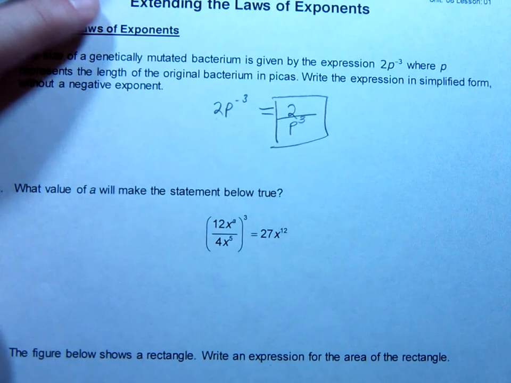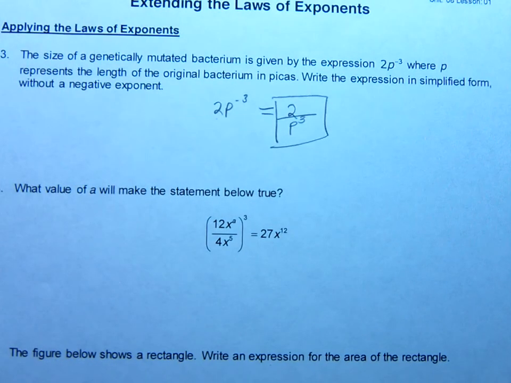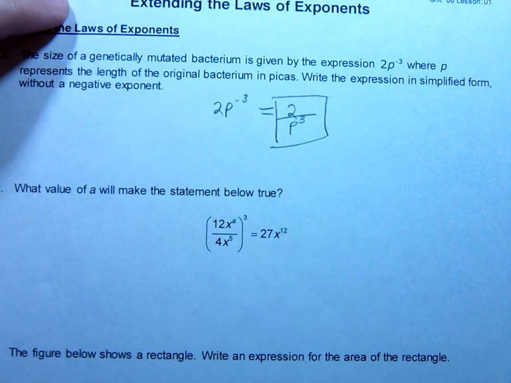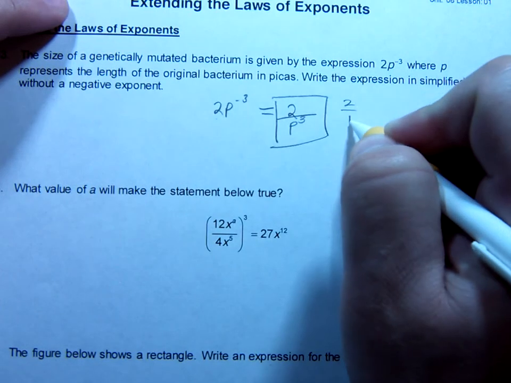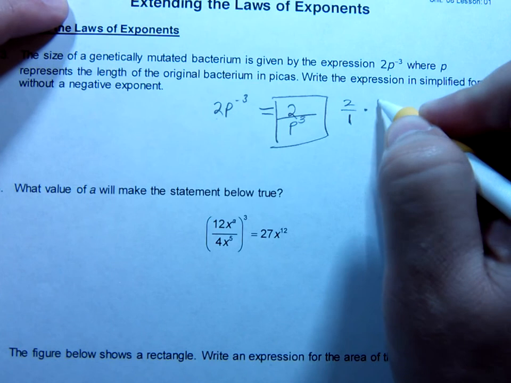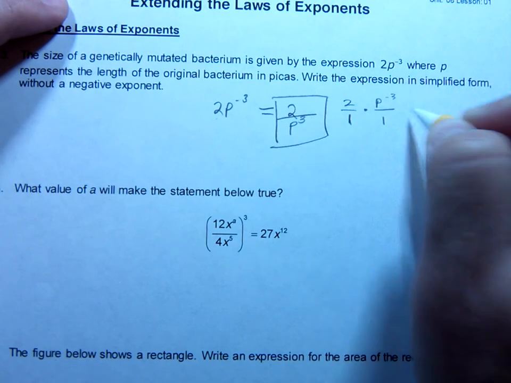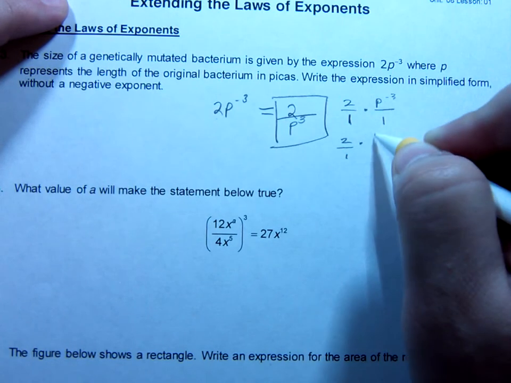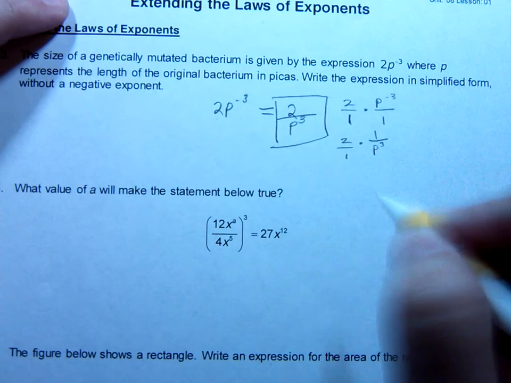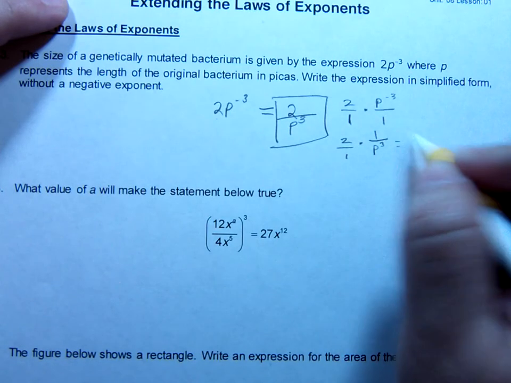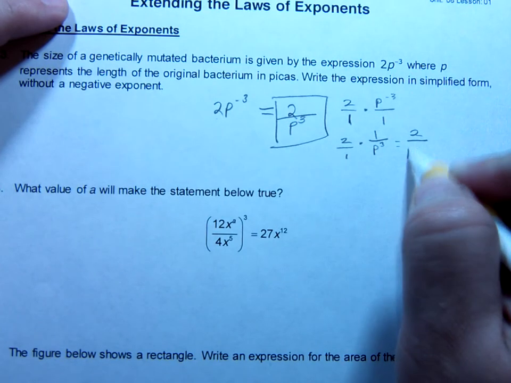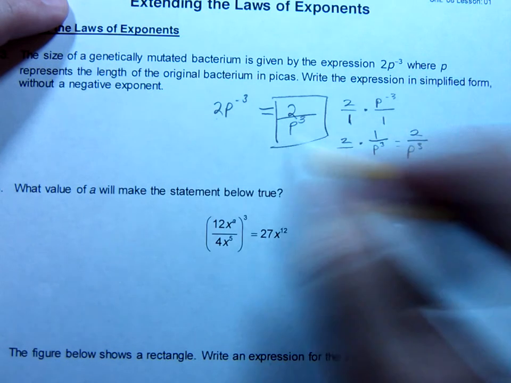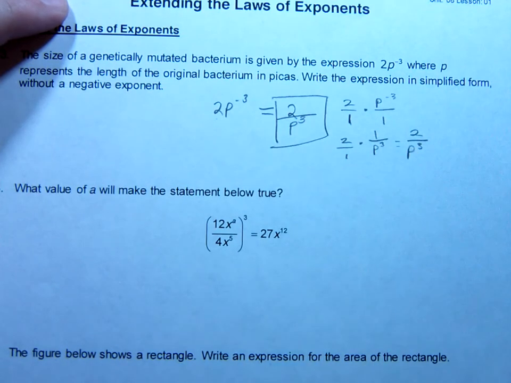That's all it's asking you to do. The 2 stays on top because it's like saying 2 over 1, which is still 2, and the p goes on bottom. If you wanted to break this down, basically what I would have is 2 over 1 times p to the negative 3 over 1, and then I'd end up with 2 over 1 times, once I hit the elevator button, 1 over p cubed. If I multiply straight across, I have 2 times 1 equals 2 over 1 times p cubed is p cubed. Same answer. Okay, this is just a long way to do it. I just wanted to show you the proof there.